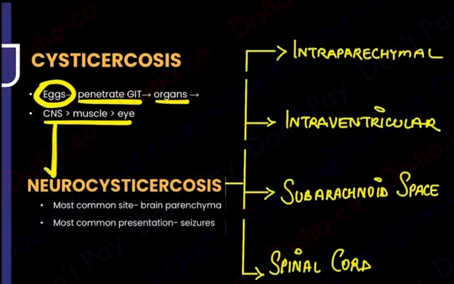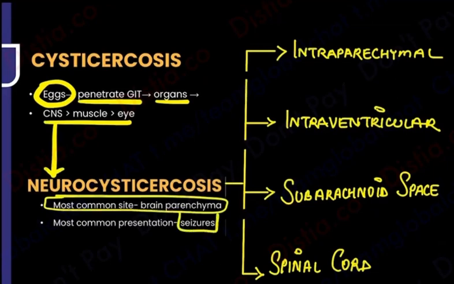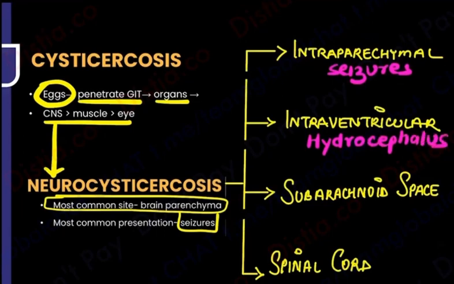And if it goes to the CNS, I call it neurocysticercosis. We all know that the most common site is going to be the brain parenchyma, and the most common presentation is seizures. But different segments of the brain can be affected. If it goes into the parenchyma, I agree with you that the patient is going to have seizures. If it goes into the ventricles, the patient is going to have hydrocephalus. Of course, it can go into the subarachnoid space, and it can go into the spinal cord.